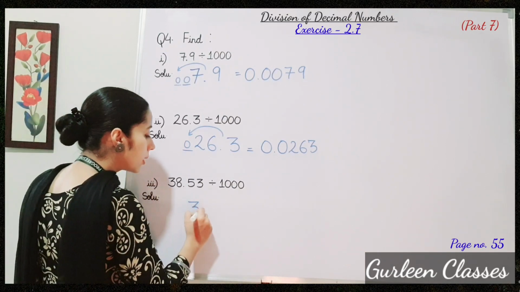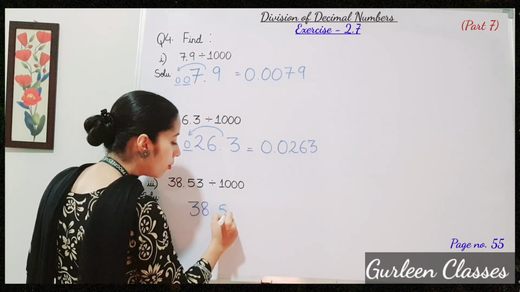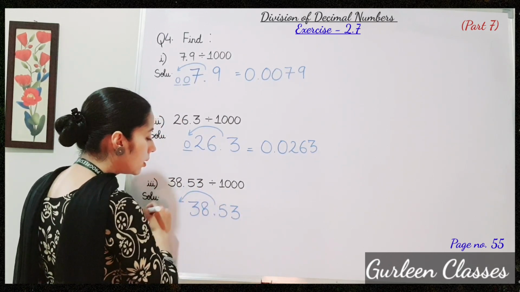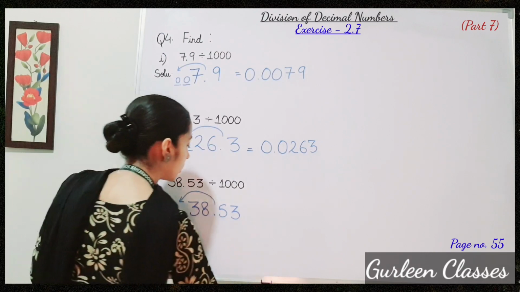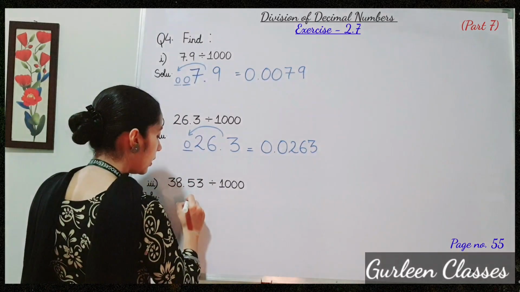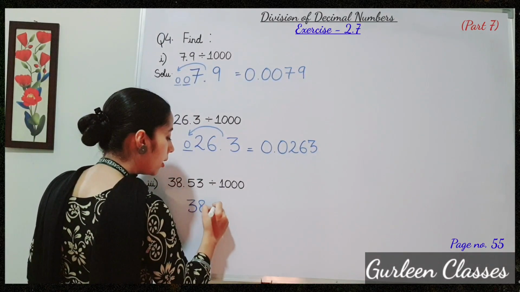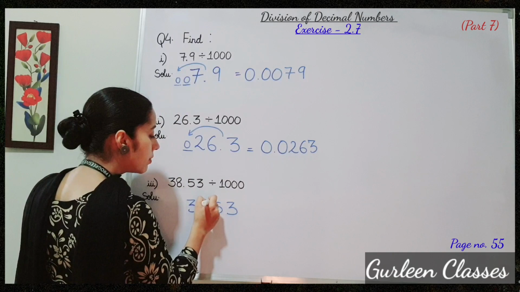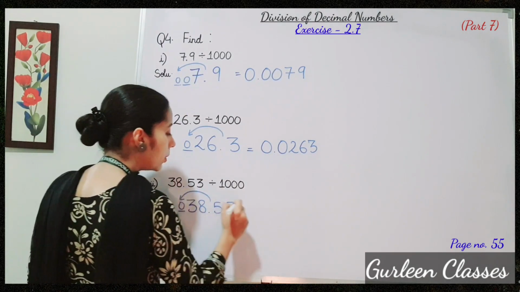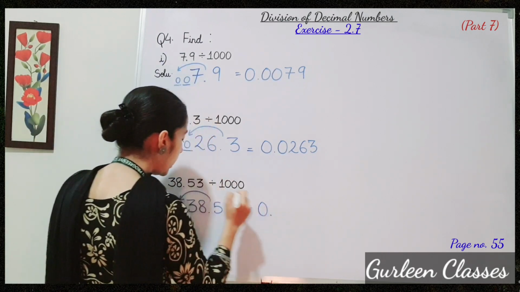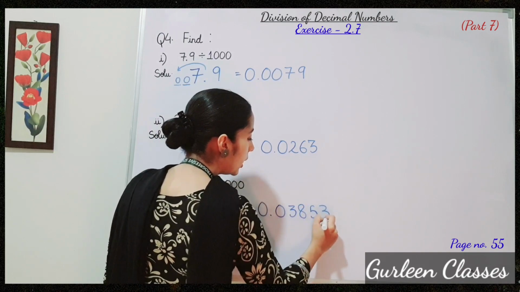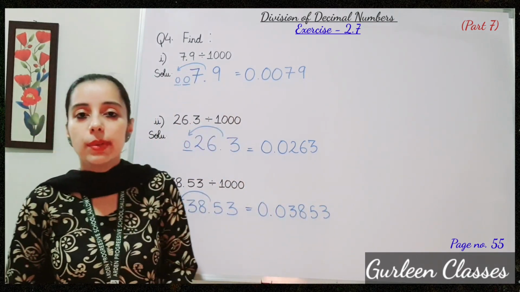Now third part, 38.53 divided by 1000. So right here, 38.53. So move this decimal point 3 places to the left. So here we will add 0. So answer is 0.03853. So students, remaining parts will be your homework.